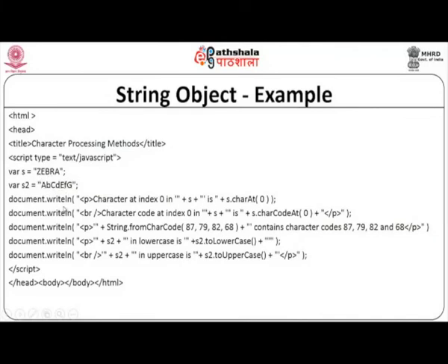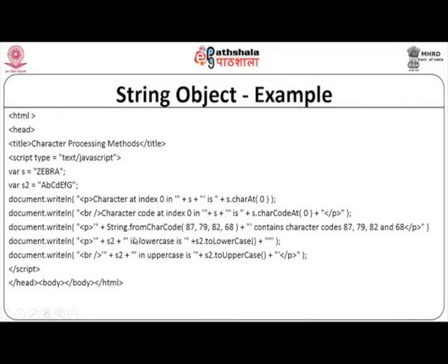Now, you try to print the character at the 0th position. So, the string object is S, the first object is. So, the object name dot the method name, you try to print the character at the 0th position. And the second statement, you try to get the character code at the 0th position. So, it returns the ASCII code of the character which is in the 0th position.